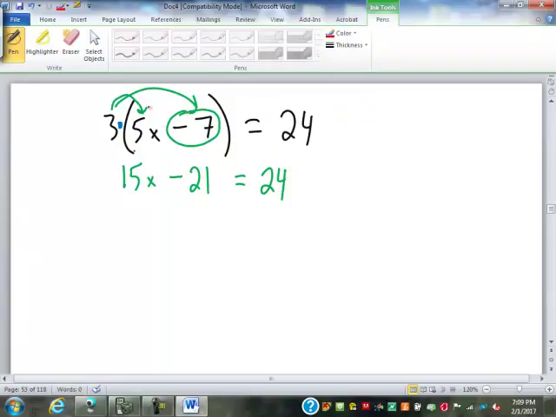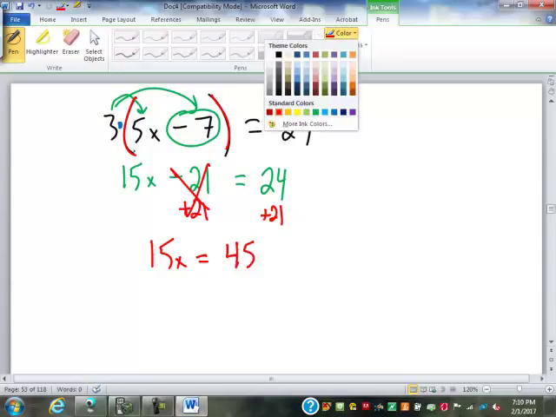Nope, the 3 only multiplies what's in the parentheses. We're at the end of the parentheses, so we're done with the 3. Now what do? Add 21. That's my 21. Perfect. So the 21's gone here, gives us 15x. 24 plus 21 is? 45. There we go.